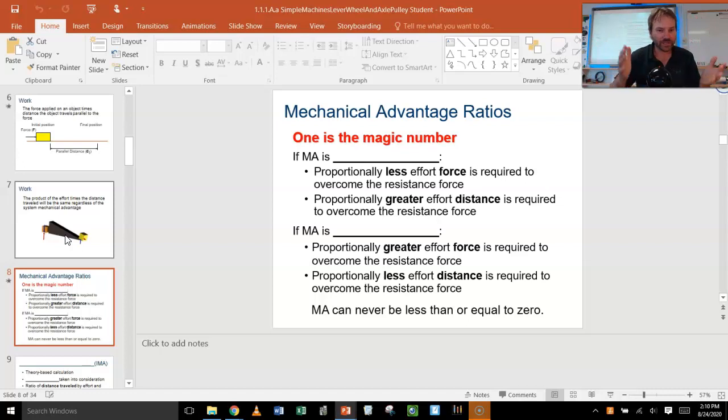But we learned that the work is always the same. So if you have a force multiplier, you're going to put lots of distance in to make up for that. If you're a distance multiplier, you got to put lots of force in to counteract that.